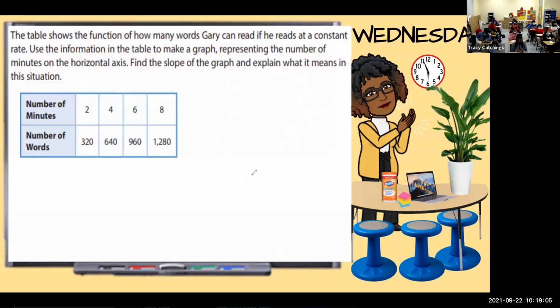All right, this one says the table shows the function of how many words Gary can read if he reads at a constant rate. Use the information in the table to make a graph, represent the number of minutes on the horizontal axis, find the slope of the graph, and explain what it means in this situation. Still got your graph paper I gave you? Yeah, you can pull it out.